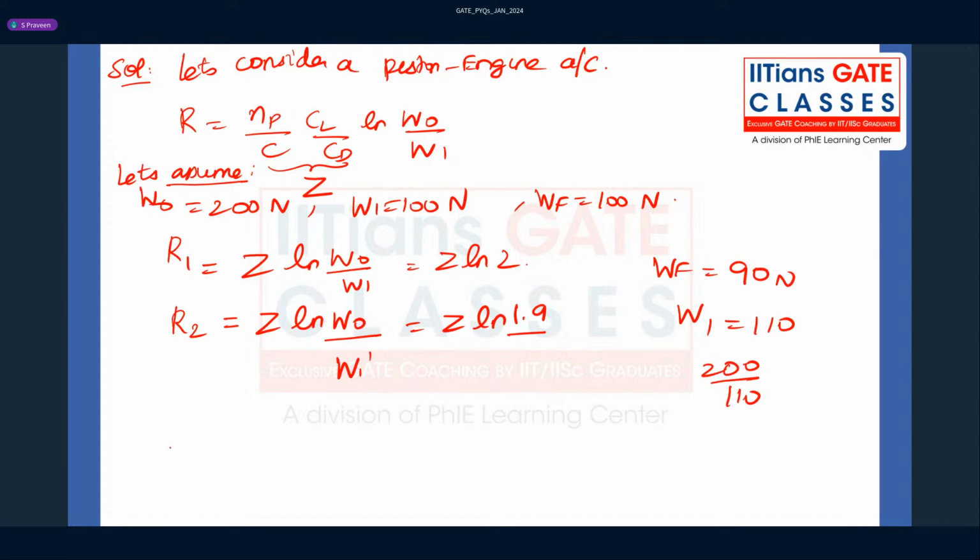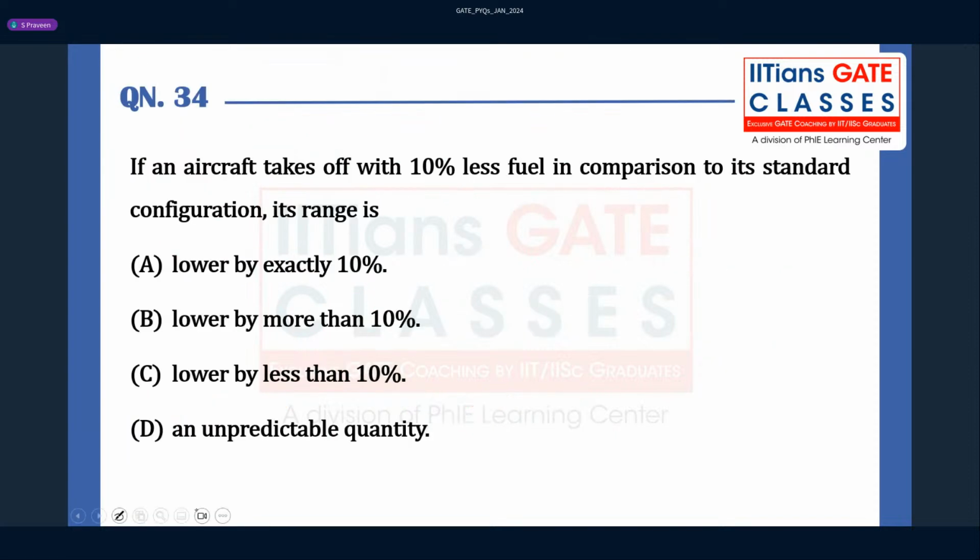So what is the percentage change in R? That is basically R2 minus R1 by R1, times 100. You'll get around minus 7.4 percent, so there is a change of about 7%. Even if you do it for a jet engine, let me come back to that. So the answer has to be lower by less than 10%. This is the answer.